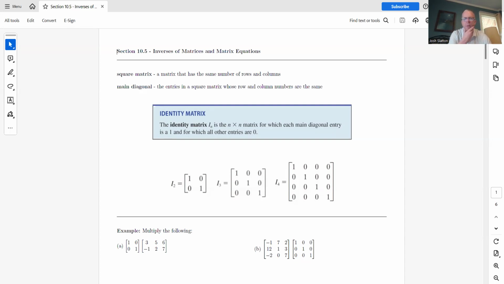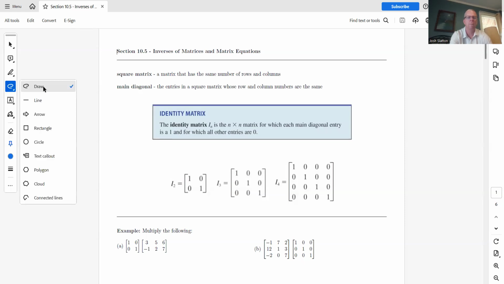So first, let's talk about a square matrix. A square matrix is just exactly what it says, it has the same number of rows and columns. So these are all square matrices: 2 rows and 2 columns, 3 rows and 3 columns, and so on. And then the main diagonal starts at the top left and moves diagonally down the matrix to the bottom right.